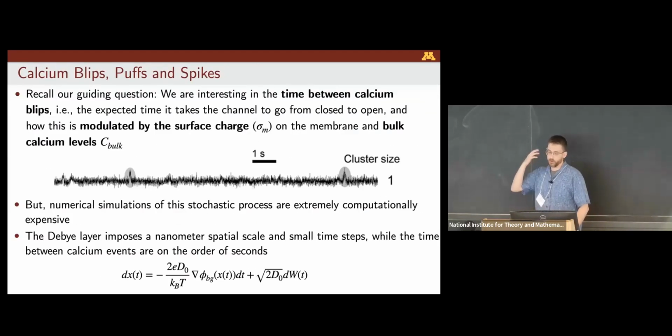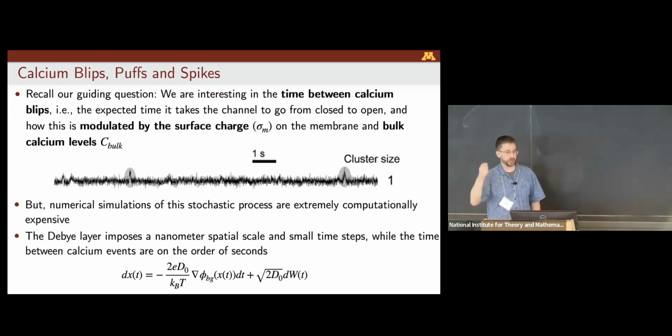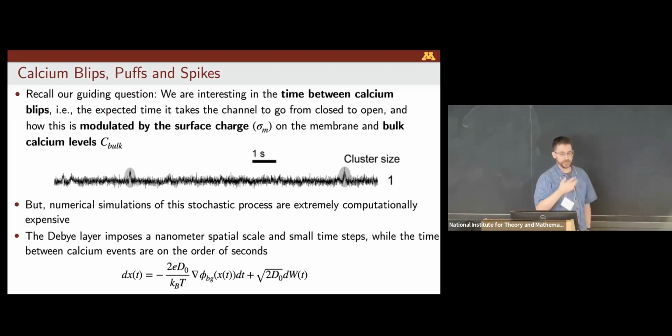So let's update the question that I'm asking. I'm still interested in the time between these calcium blips. But now I'm specifically interested in how this is modulated by the surface charge caused by this capacitor that is the ER membrane, as well as how calcium levels in the bulk might be playing a role as well. And here, these details are what I've already mentioned in terms of this being very computationally expensive. I have to become a little bit clever to figure out how to deal with this.